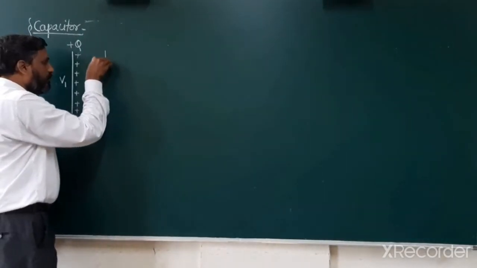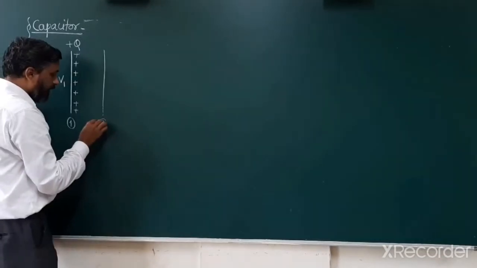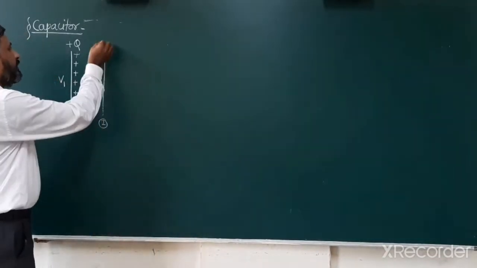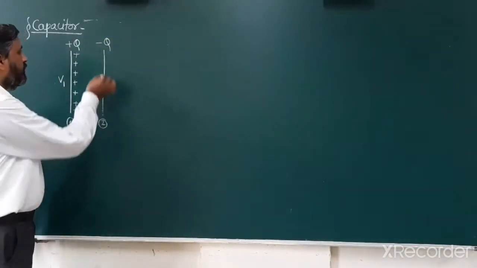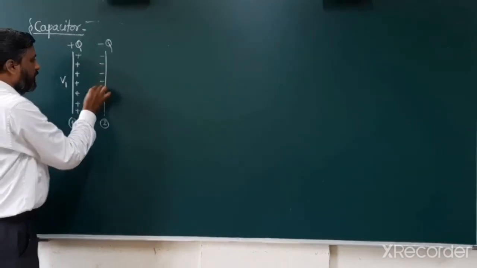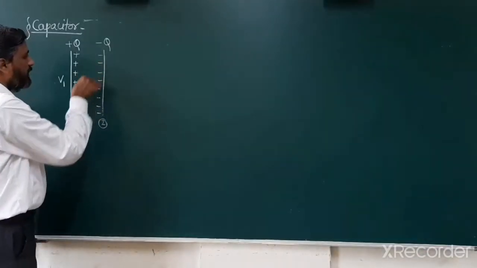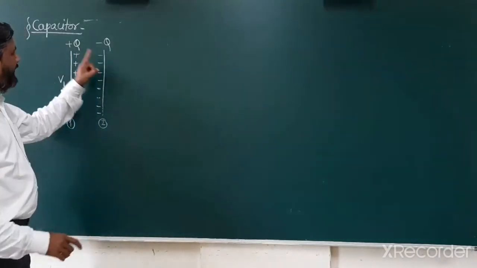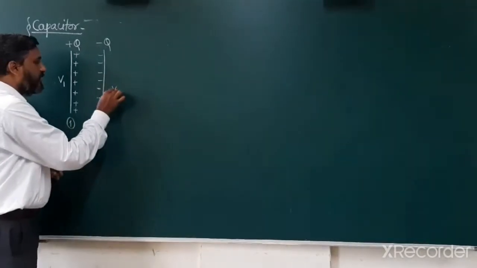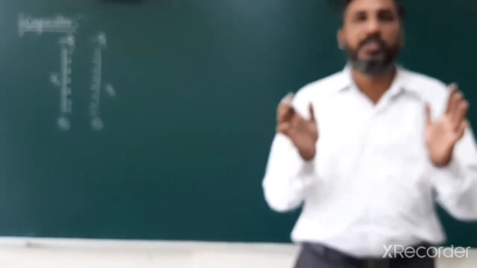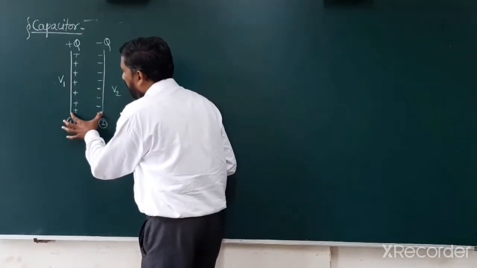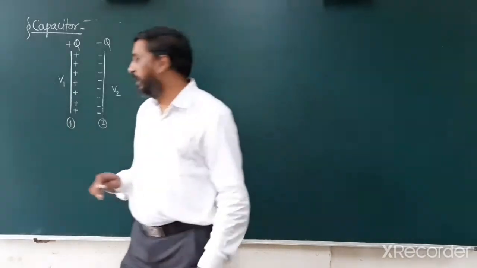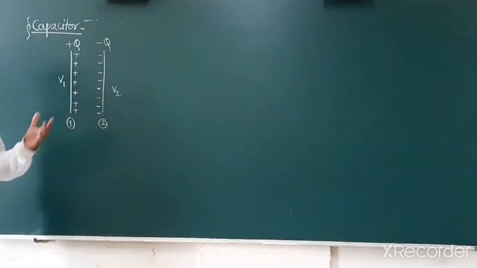Now taking one more conductor, this is my second conductor, identical, and the charge given is minus Q. So the negative charge is uniformly distributed over the surface of the conductor, and its potential is V2. An electric field is developed between the two plates, conductor 1 and 2. Now how does that electric field arise?